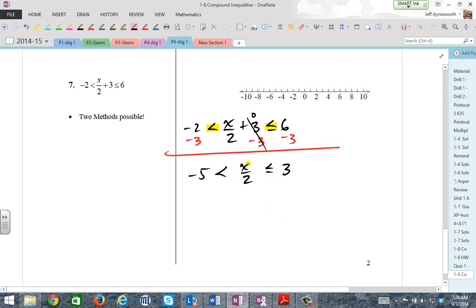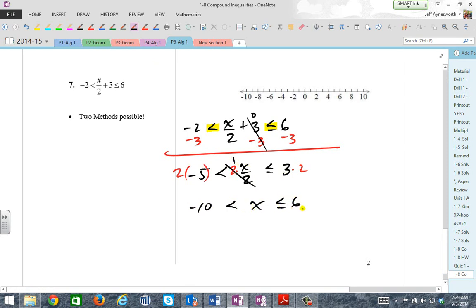And I'm still not done yet. I want to solve for x here, and right now it's being divided by 2. So I do the inverse. I multiply everything by 2. So times 2 here, times 2 here, times 2 here. I get -10 less than x, which is less than or equal to 6.